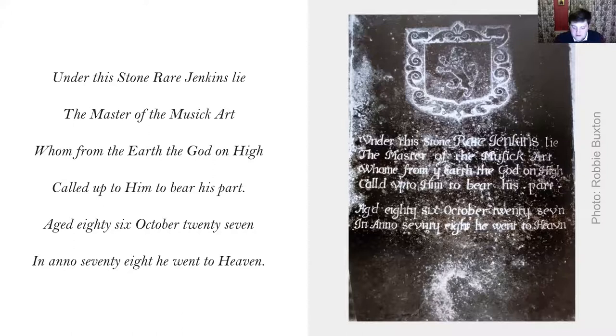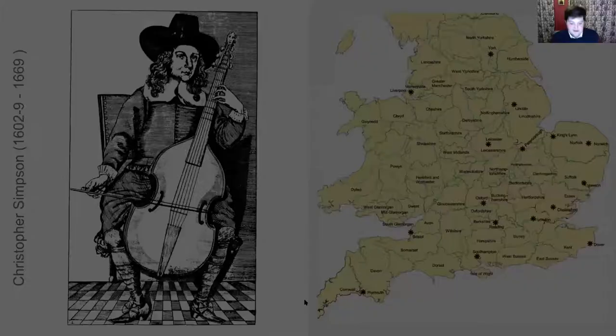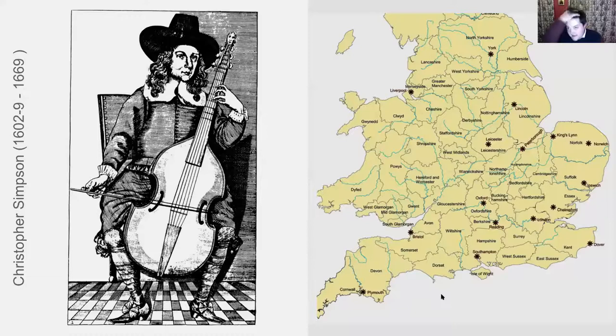Finally, we're going to move on to Christopher Simpson. As we said earlier, he was born up here in Egton, North Yorkshire. And we know that Simpson was living in Scampton, Lincolnshire, with the Bowles family when he wrote The Division Violist.